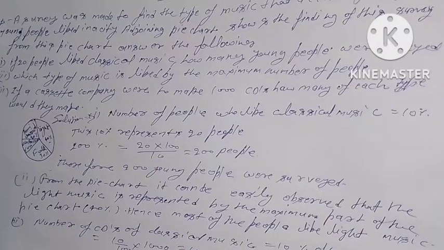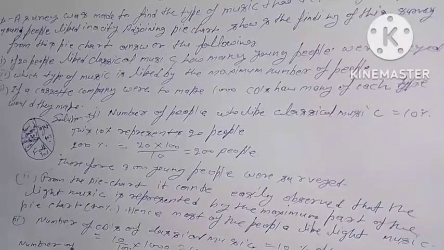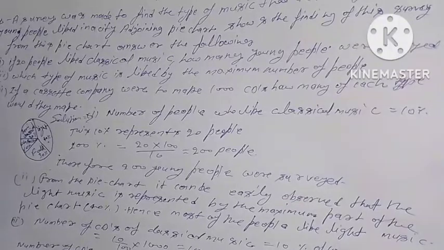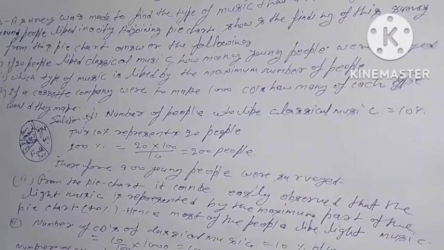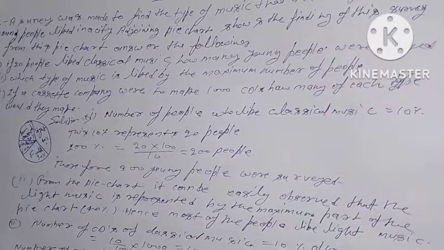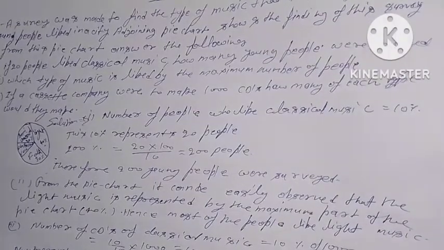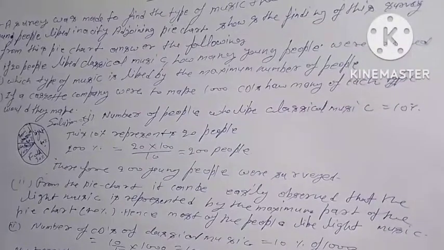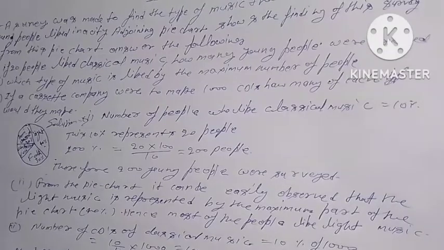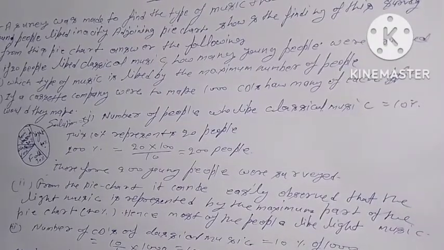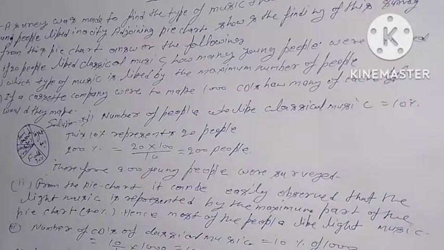Number of CDs of semi-classical music equals 20% of 1,000, equals 20 upon 100 multiply 1,000. This is 200. How many hundred? 200. Okay.